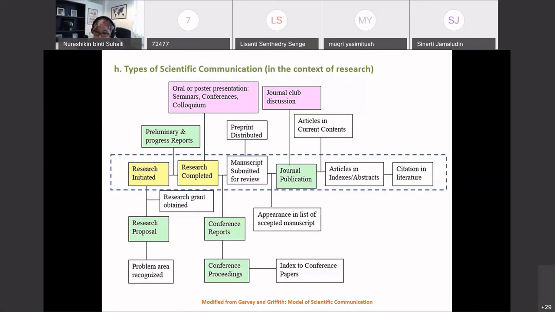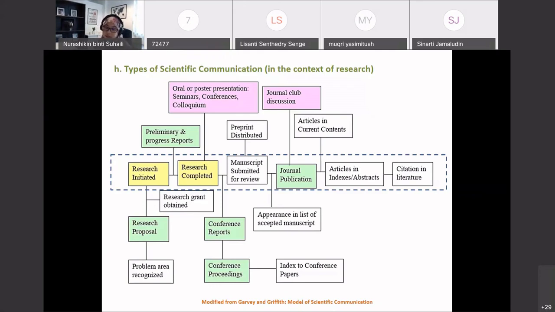Yes. Okay, now if you see the journal publication over there, once it has accepted the manuscript, it publishes the articles. The manuscript is published in the form of articles. And what happens to the articles? The articles will be read by fellow researchers.